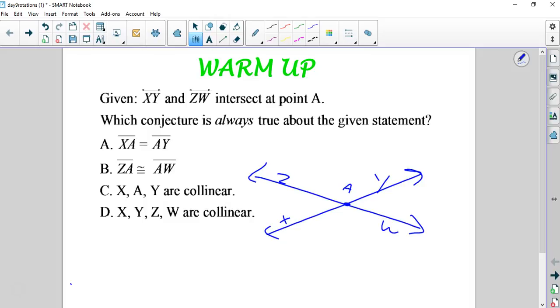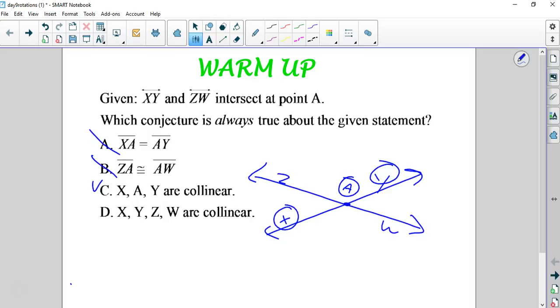Well, unless you're told that A is the midpoint, okay? ZA and AW, again, if you're not told it's the midpoint, you can't assume that. X, A, and Y are collinear. X, A, and Y, yes they are.